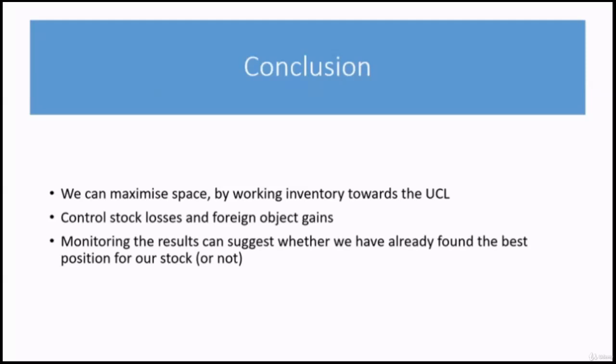As a quick conclusion, we can maximize the space by working our inventory towards our upper control limits. Stock losses and foreign object gains are normally represented by a standard deviation, and monitoring these results can suggest whether we've already found the best position for our stock or not.